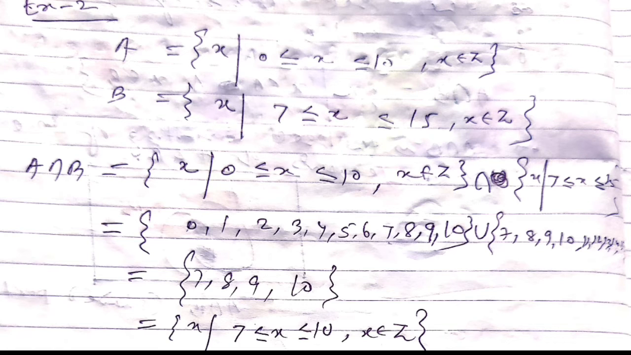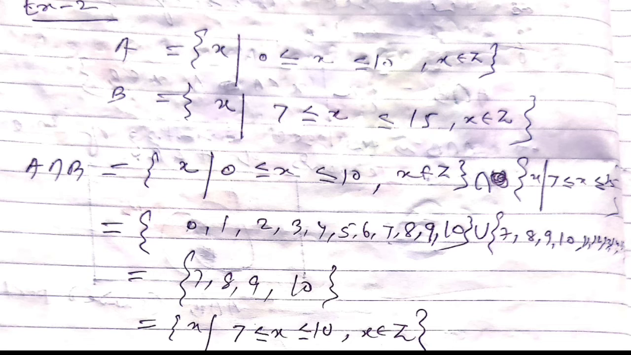Let's consider another example. Let A be the set of all x so that x is greater than or equal to 0, less than or equal to 10 and x belongs to Z, the set of integers. B is the set of all x so that x lies between 7 and 15, that is, equal to 7 and equal to 15 also. That is, B is the set of all x so that x is greater than or equal to 7 and less than or equal to 15, where x belongs to the set of integers.